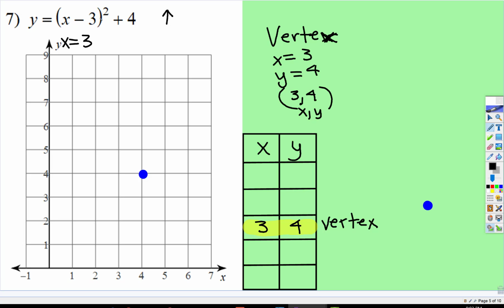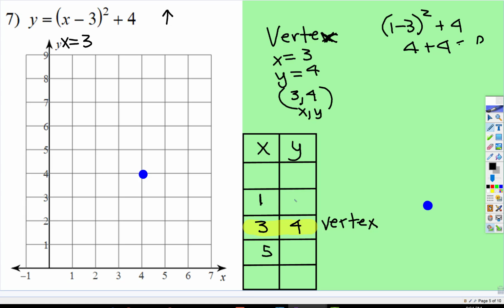Well, -3 squared is 9. 9 plus 4 is 13. That's going to be a little bit tough for this graph. So I'm going to go ahead and put +1 in there and put +5. I'm going to keep it symmetrical. So we're going to do 1 subtract 3 squared plus 4. So 1 subtract 3 is -2. -2 squared is 4. 4 plus 4 is 8.